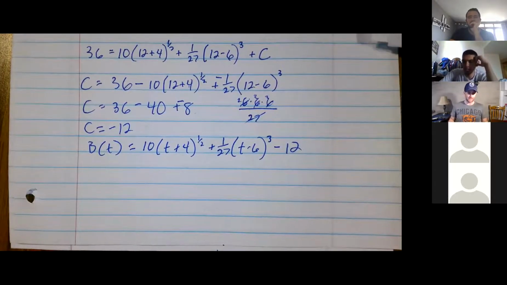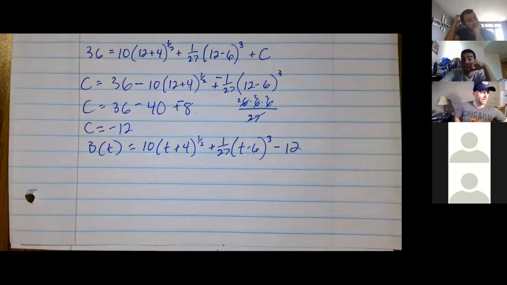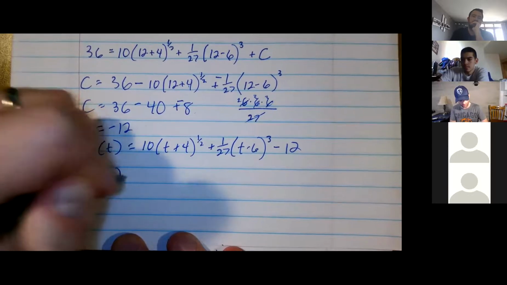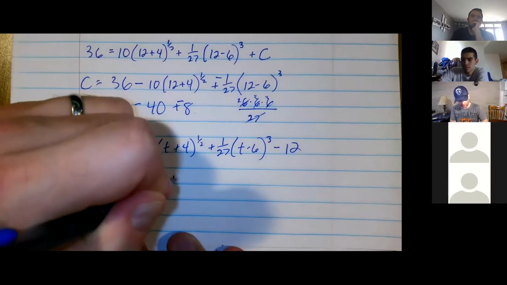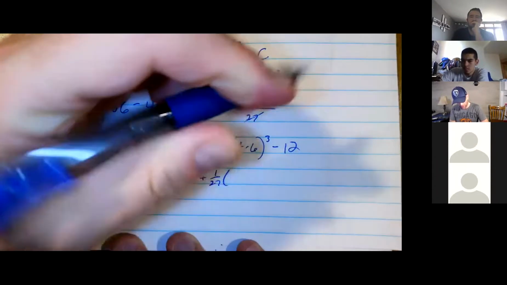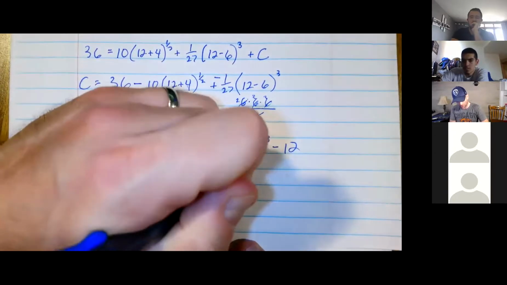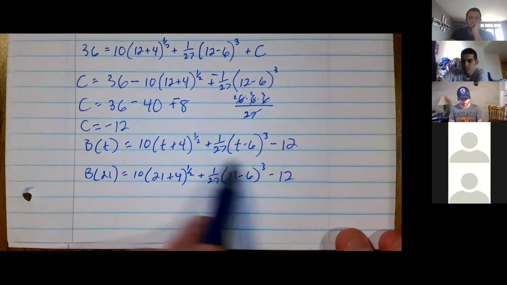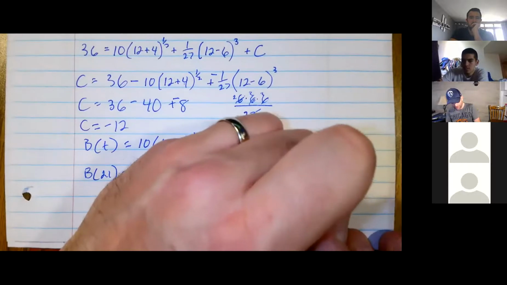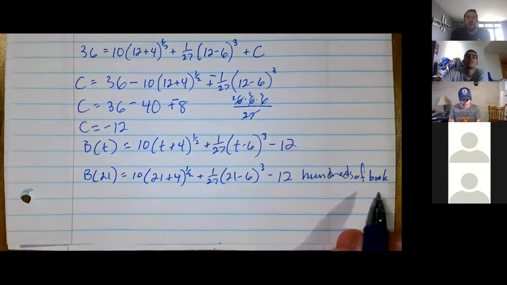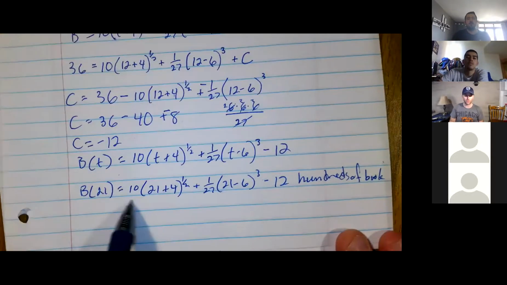But then it says, based on this model, what is the total number of books sold by t equals 21? So now we need to evaluate b of 21. And so I get 10 times 21 plus 4 to the 1/2 plus 1/27 times 21 minus 6 cubed minus 12, right? So now that would be correct, but you need to recall that this represents hundreds of books. And so if you wrote this, then you're going to get that last point.